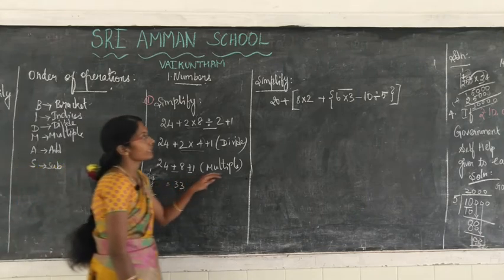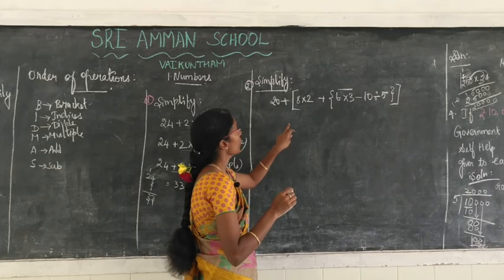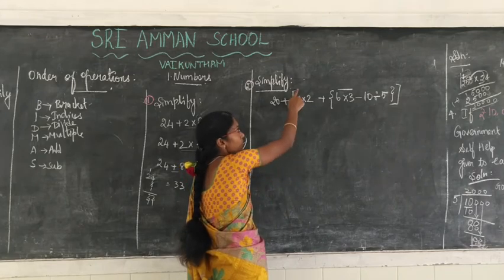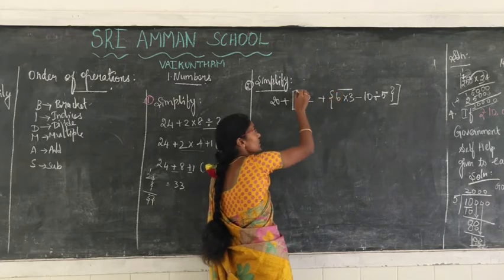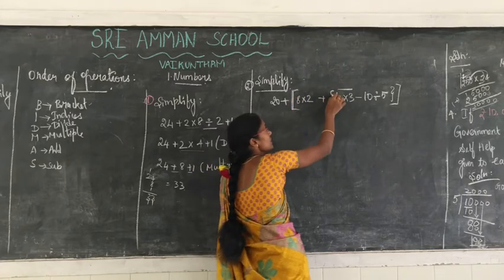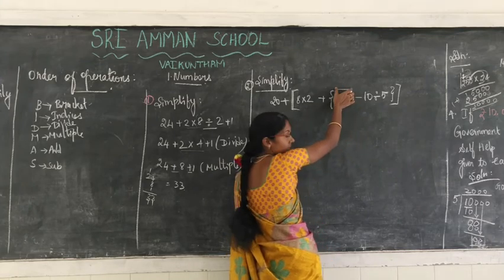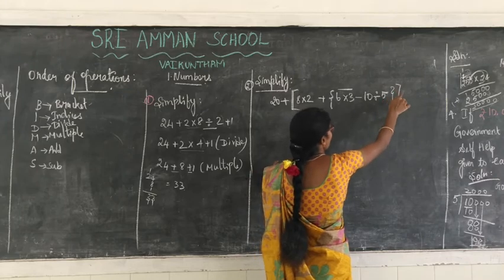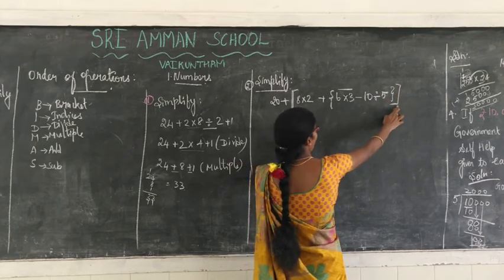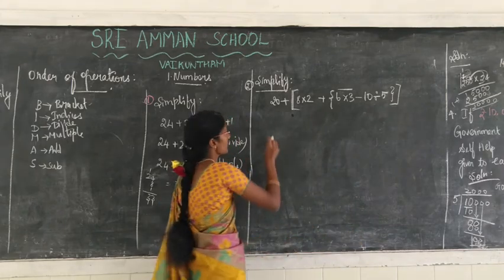Okay, so see here. Second question, that is 20 plus bracket 8 into 2 plus, so another bracket. This is a square bracket. This is a curly brace. Okay. So 6 into 3 bar. What is this? Bar. Minus 10 divided by 5, bracket close. So this is the whole bracket. Within this there is another bracket.